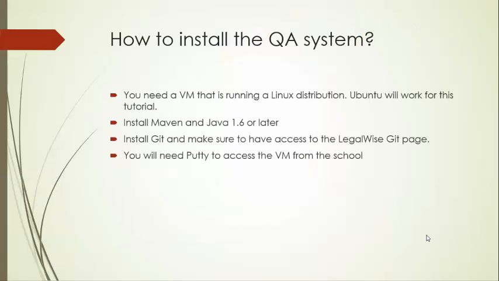In this video, I'll refer to the virtual machine as a VM. How to install the QA system. You need a VM that's running a Linux distribution. Ubuntu will work fine for this tutorial. Install Maven and Java 1.6 or later, and install Git, and make sure to have access to the LegalWise Git page. You will need PuTTY to access the VM from the school.